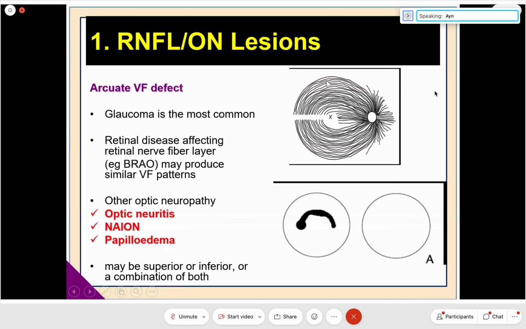So, if there is a lesion in the retinal nerve fiber layer, normally, as we know, the common causes could be glaucoma or retinal disease affecting the RNFL, such as BRAO. But in neuro-ophthalmology, there are conditions that can present with this type of arcuate visual field defect, such as optic neuritis, NAION, and papilledema as well. It can be an isolated superior arcuate, an inferior arcuate, or both.